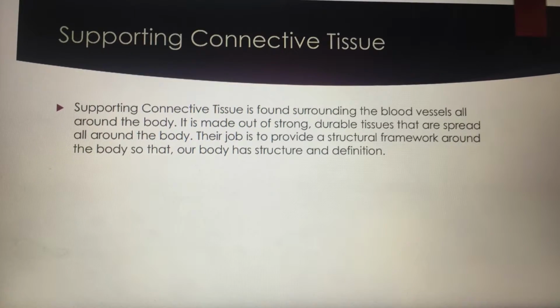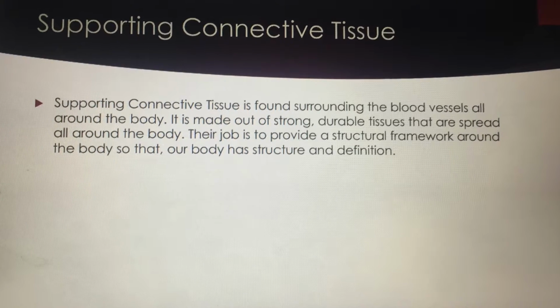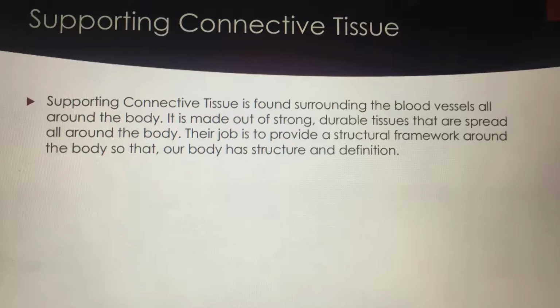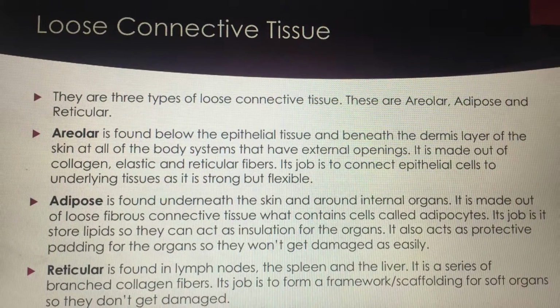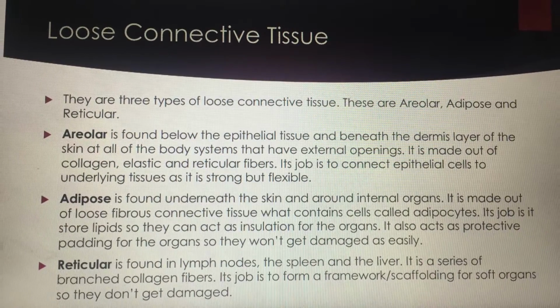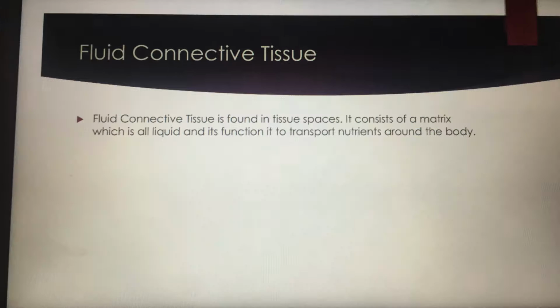Supporting connective tissue is found in the blood vessels all around the body. It is made out of strong, durable tissues. Their job is to provide a structural framework. There are three types of loose connective tissue, and these are areolar, adipose, and reticular. They are all found in different locations and do their own functions.